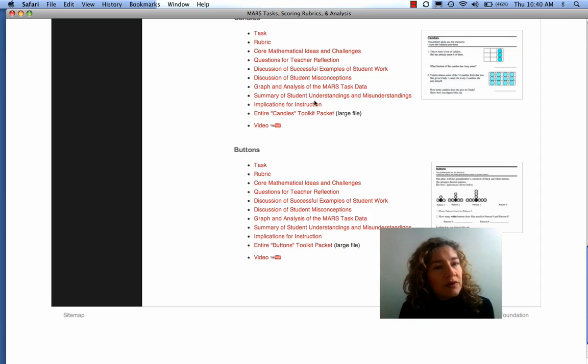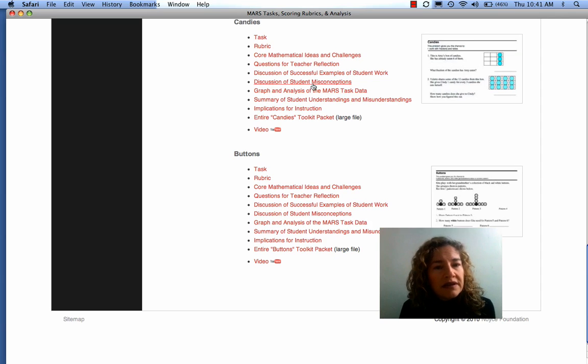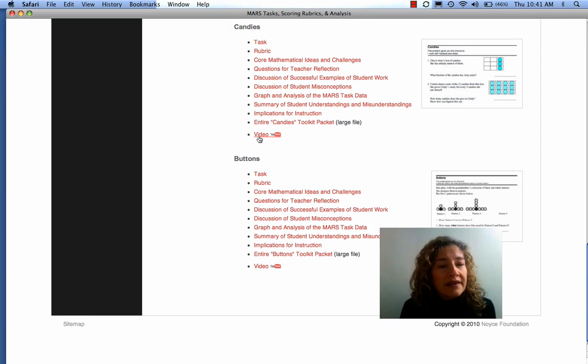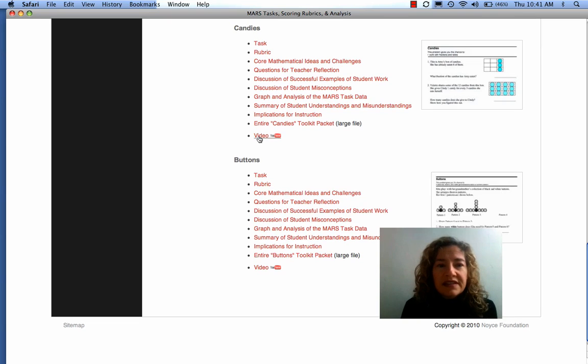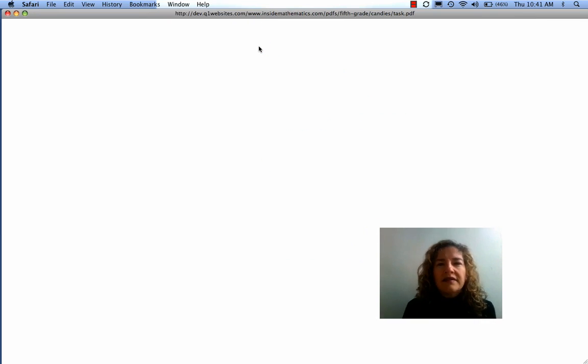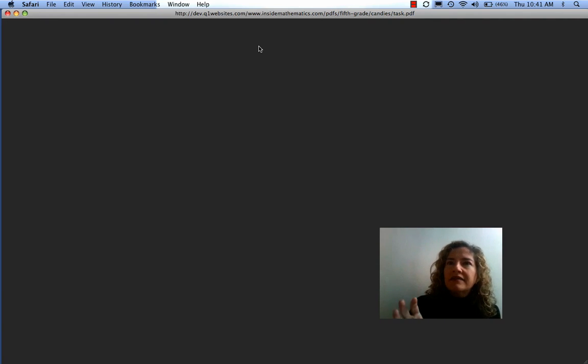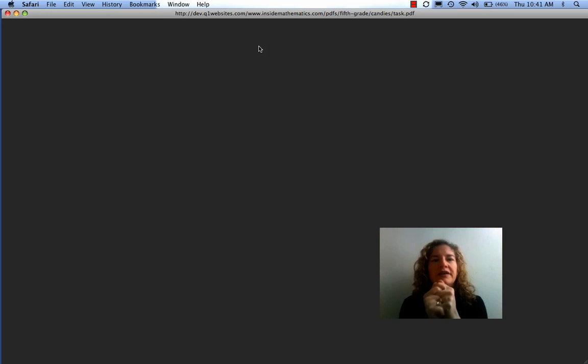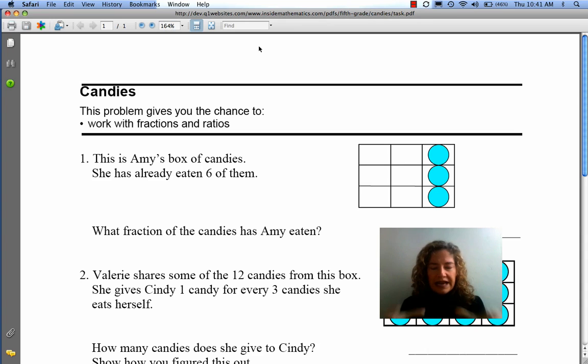Two of these, importantly, on the fifth grade tasks have video cases attached to them. So this Candies one, for example, I'll take you through and just look at the task. It's a task that I'm sure you've probably seen before. You have a candy factory, and your job is to create boxes for the candies. But what it's really getting at is working with these fractions and ratios.